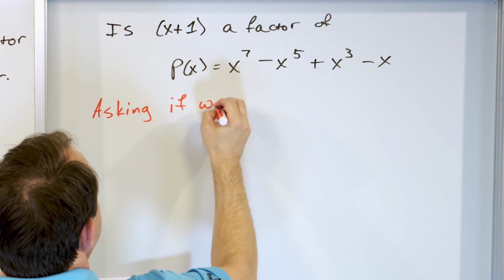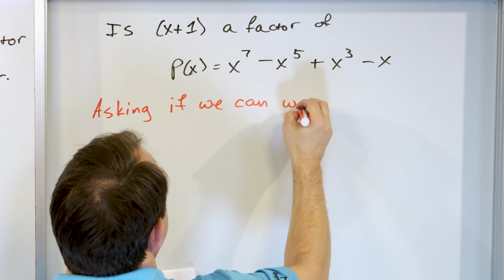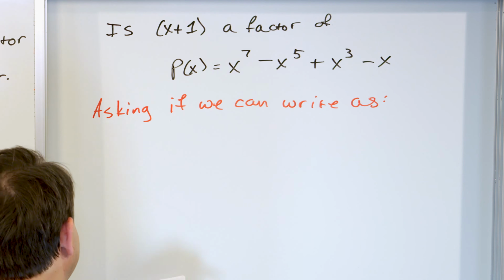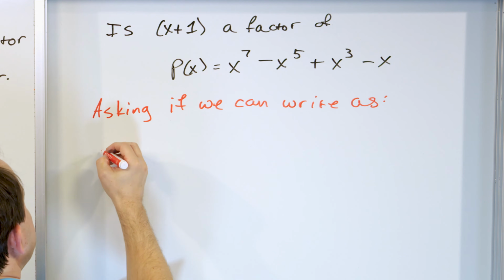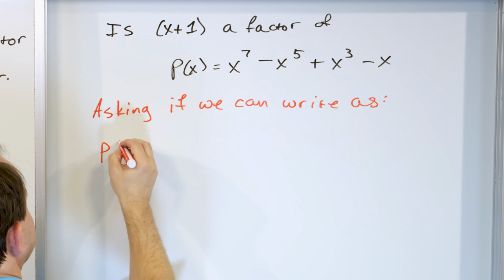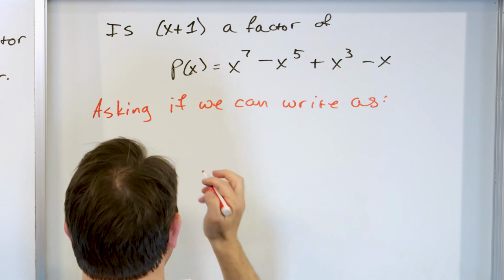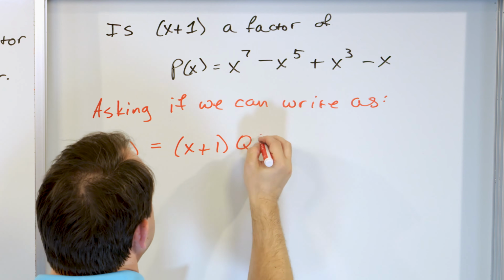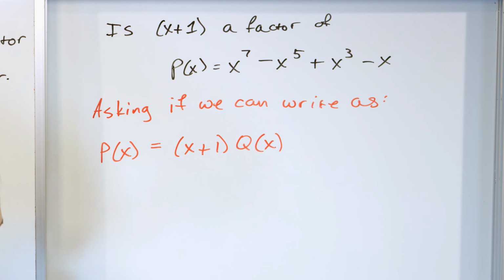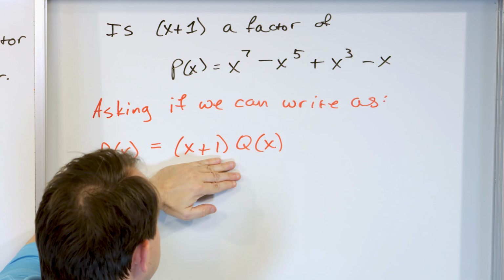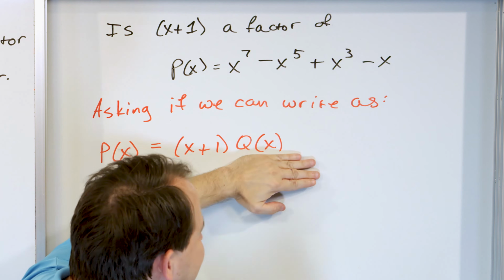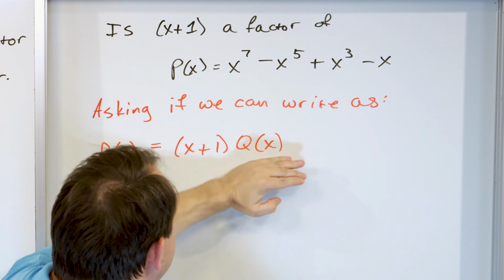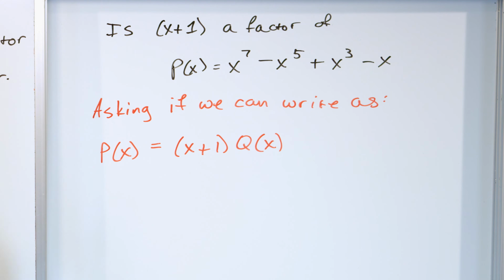Basically, when it's a factor, what it's asking is the following: is it true that p of x, this polynomial, can be written as x plus 1 times some other function of x, some other junk here? In other words, if it's a factor, then it's going to be able to be multiplied by something else. What the other factors are, I don't even know, but it's going to be able to multiply by other factors to give me this polynomial. That's what it's basically saying.